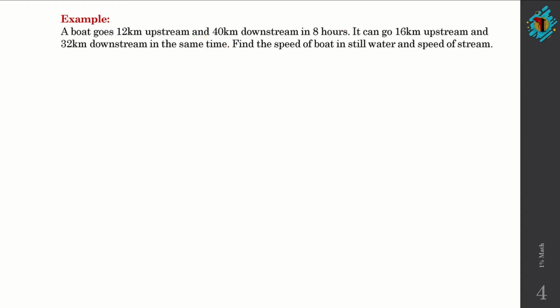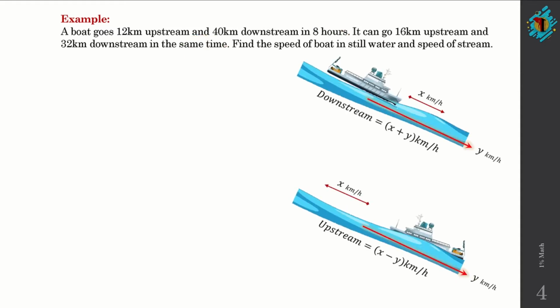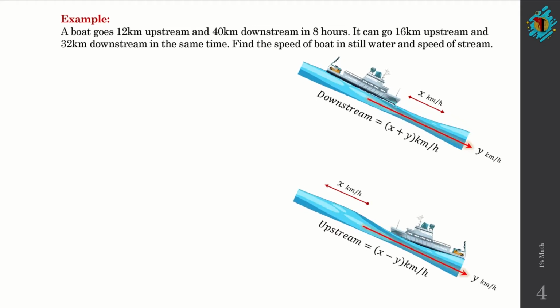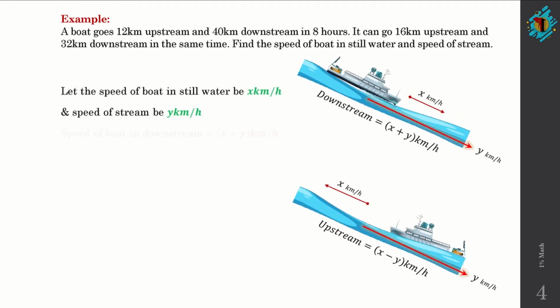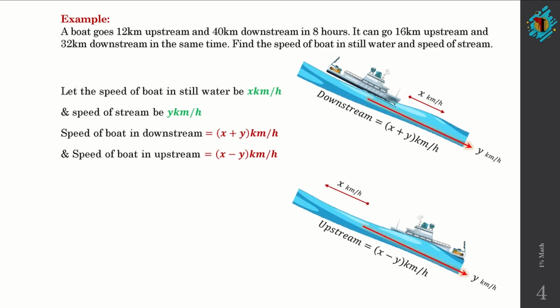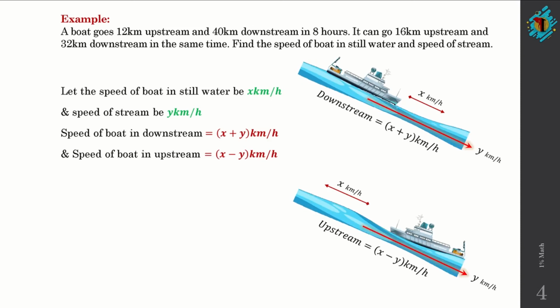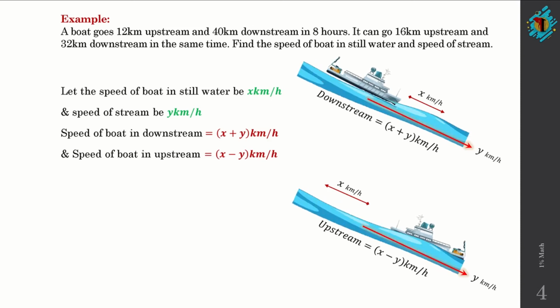So let us start solving this. I'm going to take the same picture as we have discussed before. So the same cases are considered. Speed of boat we will take as x km/h, stream as y km/h. We know that the speed of the boat in downstream will be x plus y km/h because the speed increases as the direction of boat and the stream are same. And speed of boat in upstream, what happens? It becomes x minus y because the direction of boat and the river or stream are different.